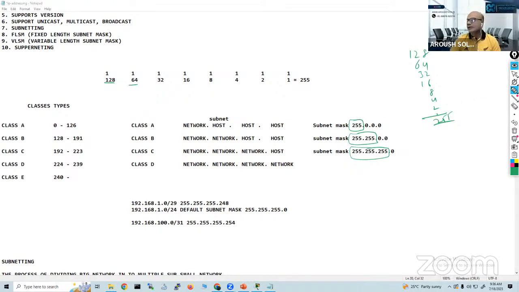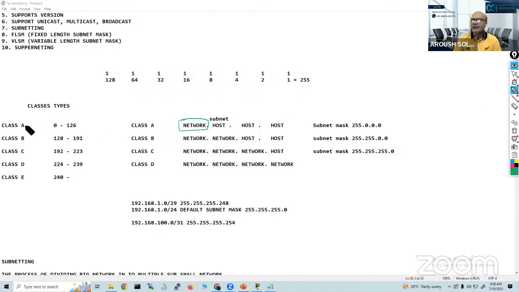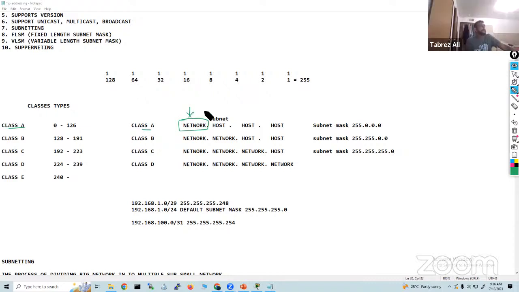So like you get a 255 over there. It's not a formula, Tabriz. When all bits are high, because for the default class A, the first octet belongs to your network portion, and the rest belong to your host.